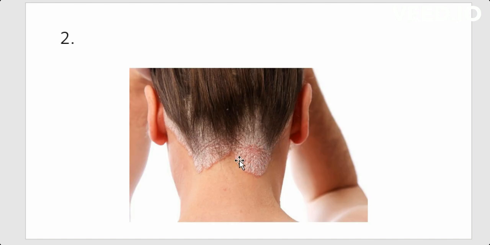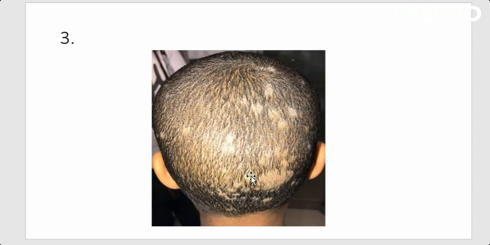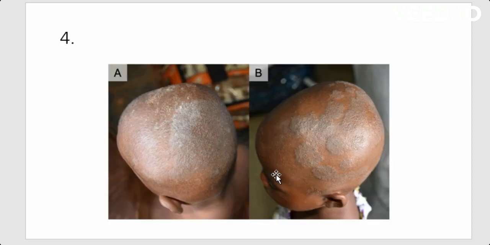In this one, the skin is raised and there are pustules or papules, but also there are scales and there is hair loss in this area. So this is also an example of tinea capitis infection. This is another example of tinea capitis. You can see multiple or extensive alopecia, patchy hair loss. This is also another picture of tinea capitis.